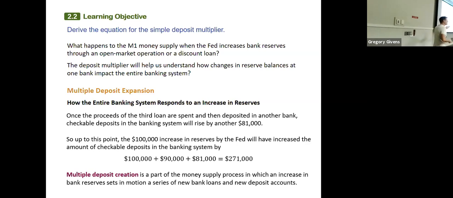But the logic would tell us that every time we do this, the money supply is expanding. So does that mean that an increase in bank reserves by the Fed is going to ultimately result in an infinite amount of money in the economy? Or does this process of multiple deposit expansion eventually kind of die out?